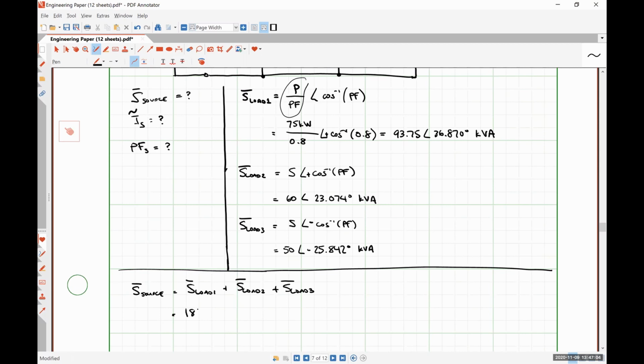I get 184.541 with an angle of positive 18.308 degrees kilovolt amperes. Did anybody else add those three numbers and get something similar? It might be a little bit off because of rounding, et cetera. All right, so we have determined the total complex power supplied by our source. So how could we use that to determine either the current leaving our source or the power factor at which our source is supplying power?